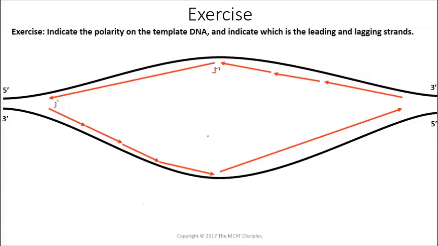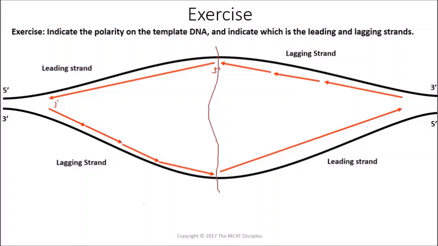Which one's leading, which one's lagging? I told you, going toward the fork will always be leading, going away from the fork will always be lagging. This is leading strand, this is lagging strand. This is lagging strand, this is leading strand. Yes, they are the same strand, but we're looking at the opposite forks, okay? So we make an imaginary cut here and say, okay, this one's leading, this one's lagging.